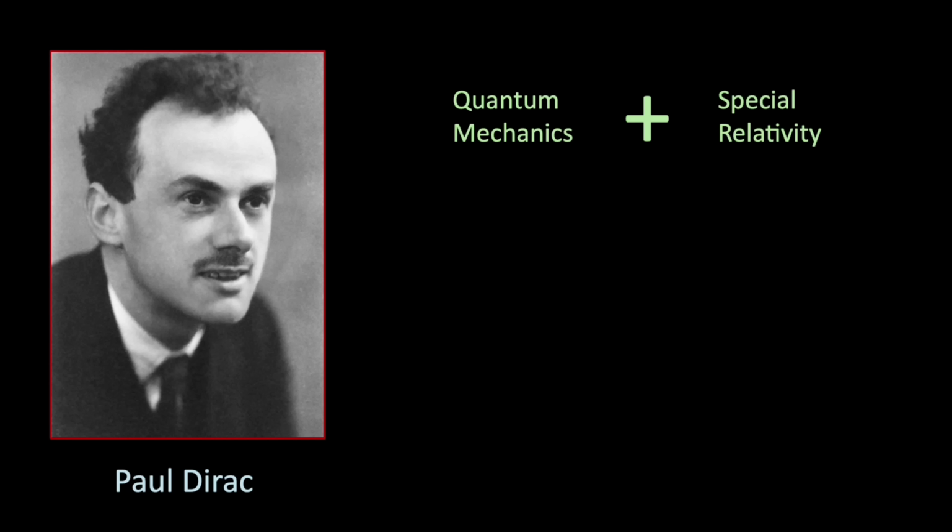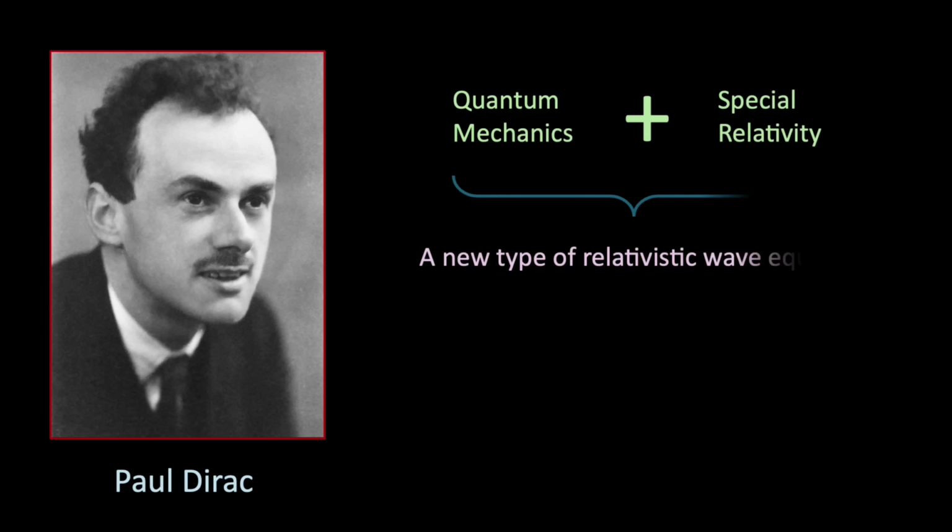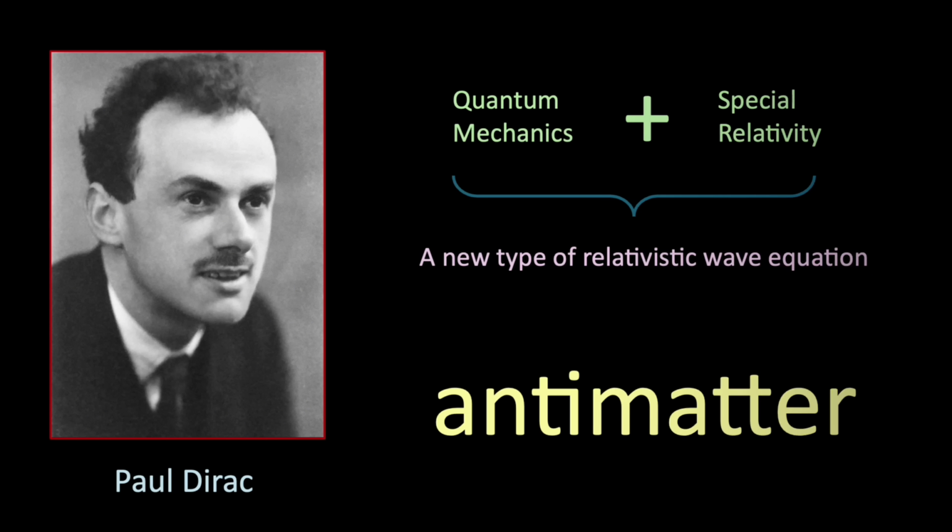In 1928, Paul Dirac wasn't searching for this particle. He was just trying to make quantum mechanics compatible with Einstein's special theory of relativity. He was searching for a new type of relativistic wave equation. But what he found was far more profound than anyone could have anticipated, because his equation didn't just describe known reality, it revealed something entirely new: antimatter.